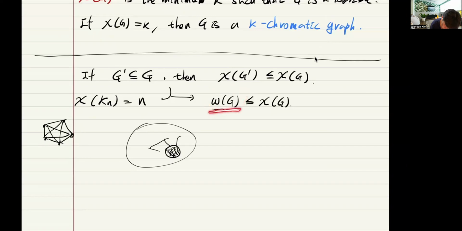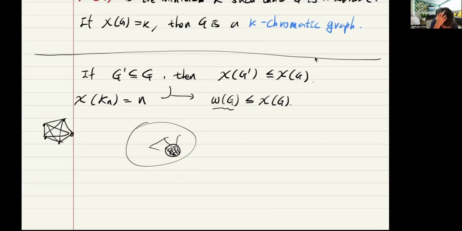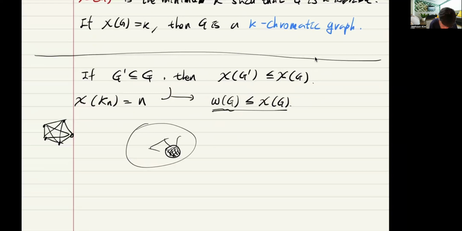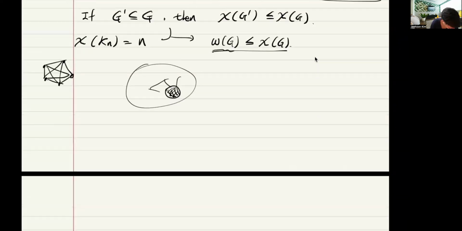Because this clique number means that if this is K, there is a clique of K vertices, a clique of order K in G, and that's a subgraph of G. Okay, so this is one basic inequality.